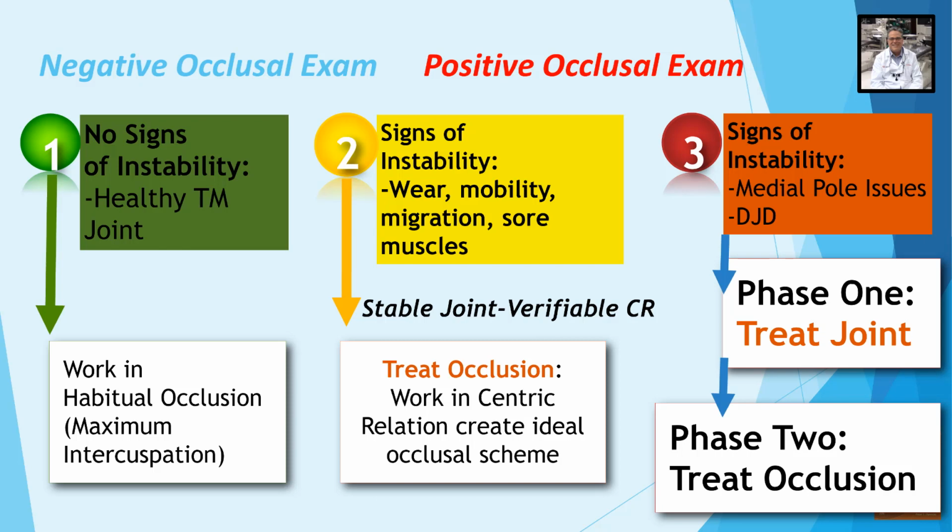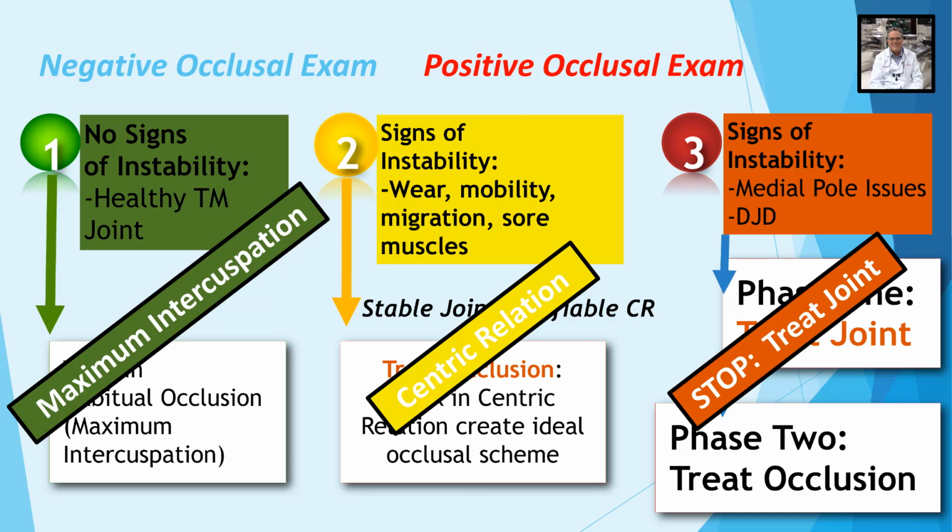Sometimes that joint treatment can last up to a year. But the key is don't do anything to the occlusion if we're red and we have signs of instability that involve the medial pole. The green, we're going to work in maximum intercuspation regardless of the condyle position. In the yellow, we're going to work and treat towards centric relation. And in the red, we're going to stop. We're not going to do any permanent treatment until the joint becomes stable.